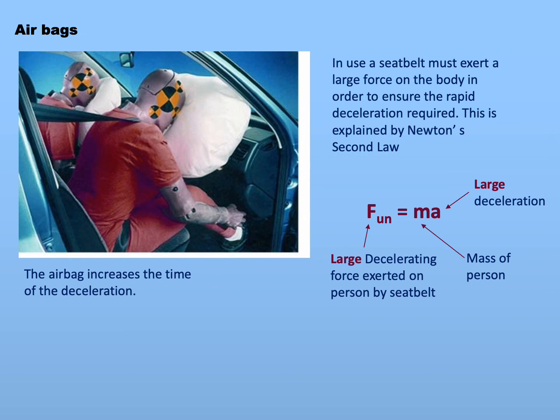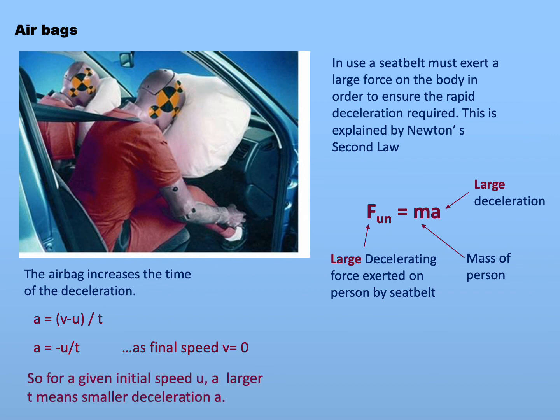Now, if you think of your acceleration equation, a equals v minus u over t, well, the final speed v is 0. So if we put 0 into that equation, where the v is, we get a equals 0 minus u over t, or just a is minus u over t. So if the speed then initially is u, that's a constant, you're travelling at say 30 miles an hour before the crash.